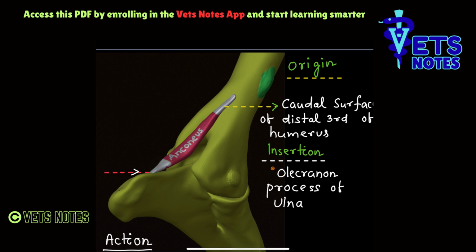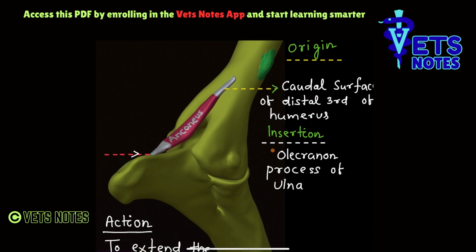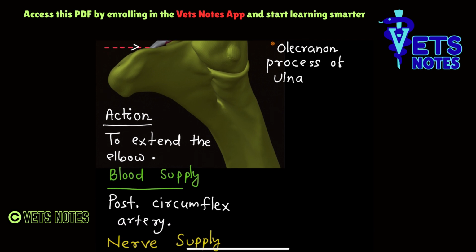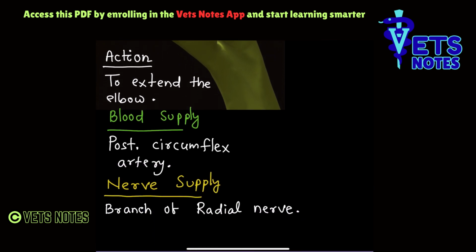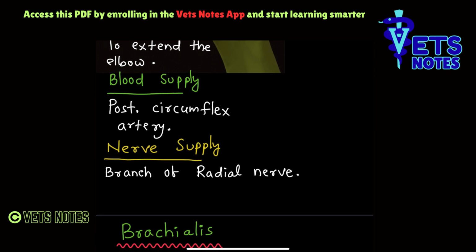Okay. So the origin, caudal surface of distal third of the humerus. So somewhat this region. Okay. So caudal surface, so this is the caudal surface of distal third of the humerus. Okay. Insertion, olecranon process of the ulna. Okay. Action, to extend the elbow. Blood supply by posterior circumflex artery. Nerve supply, branches of radial nerve.